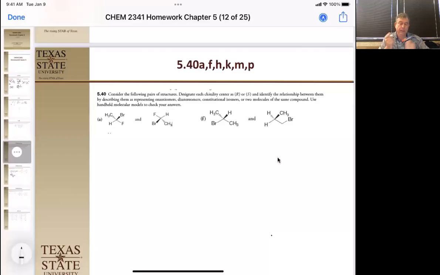Good morning, and this is Chemistry 2341, homework chapter 5, part 2. In this one, we wanted to use a model to help us understand what was going on in our system.